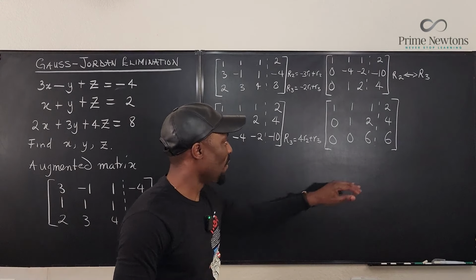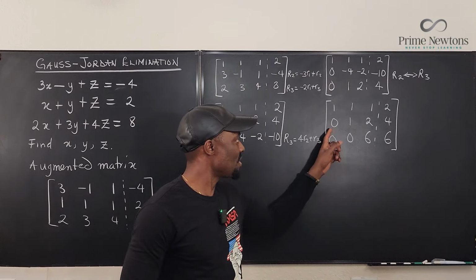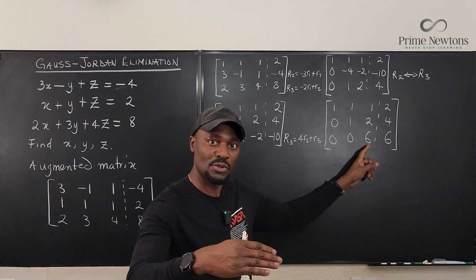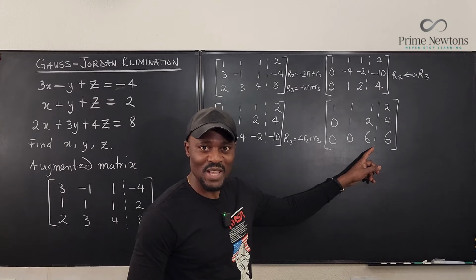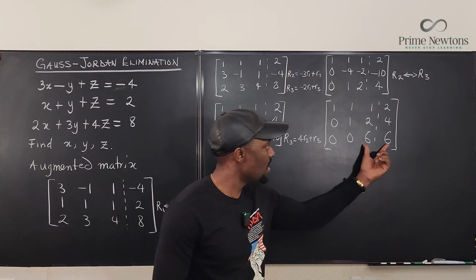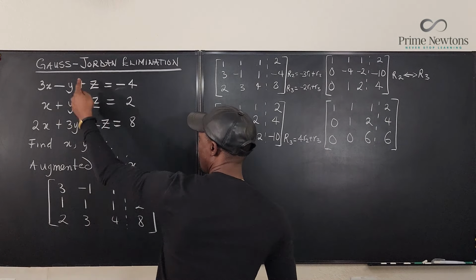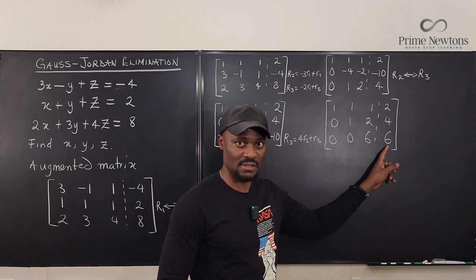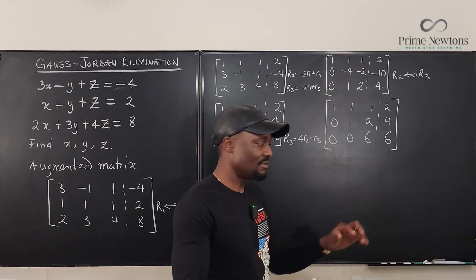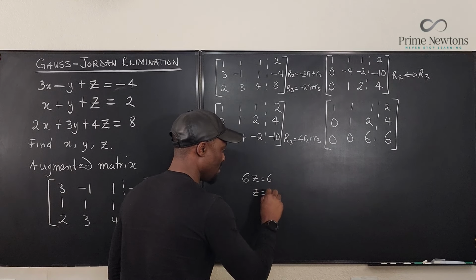Ooh. So now this is where the Gaussian elimination process ends, because you've created everything and now you have an upper triangular matrix. So if you were doing Gaussian elimination, this is where you stop. Remember that I said the last column is Z, the middle one is Y, and the first one is X. So you say 6Z equals 6, and then Z equals 1.